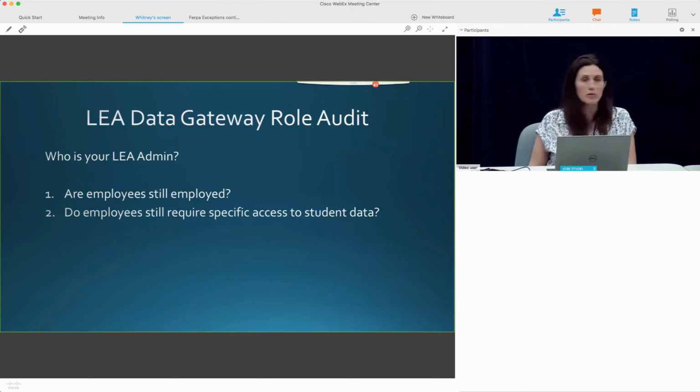We hope that people use the data gateway often. It has really great information in there, but we hope that that access is minimal and limited only to the scope of work that your position requires. So a heads up on that.